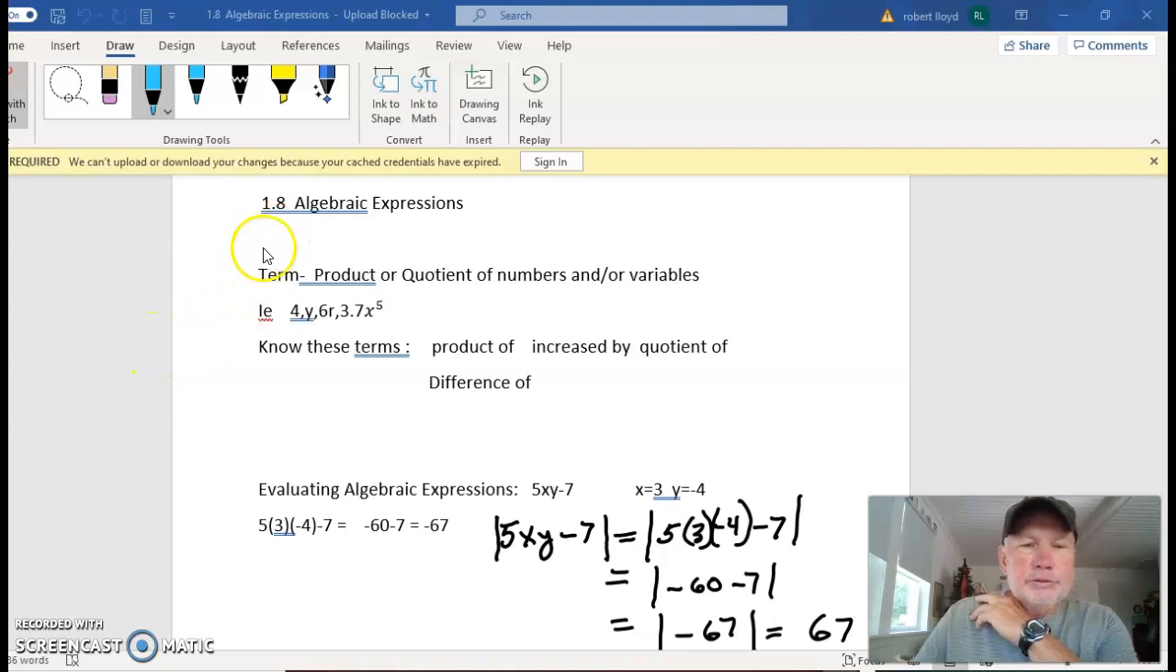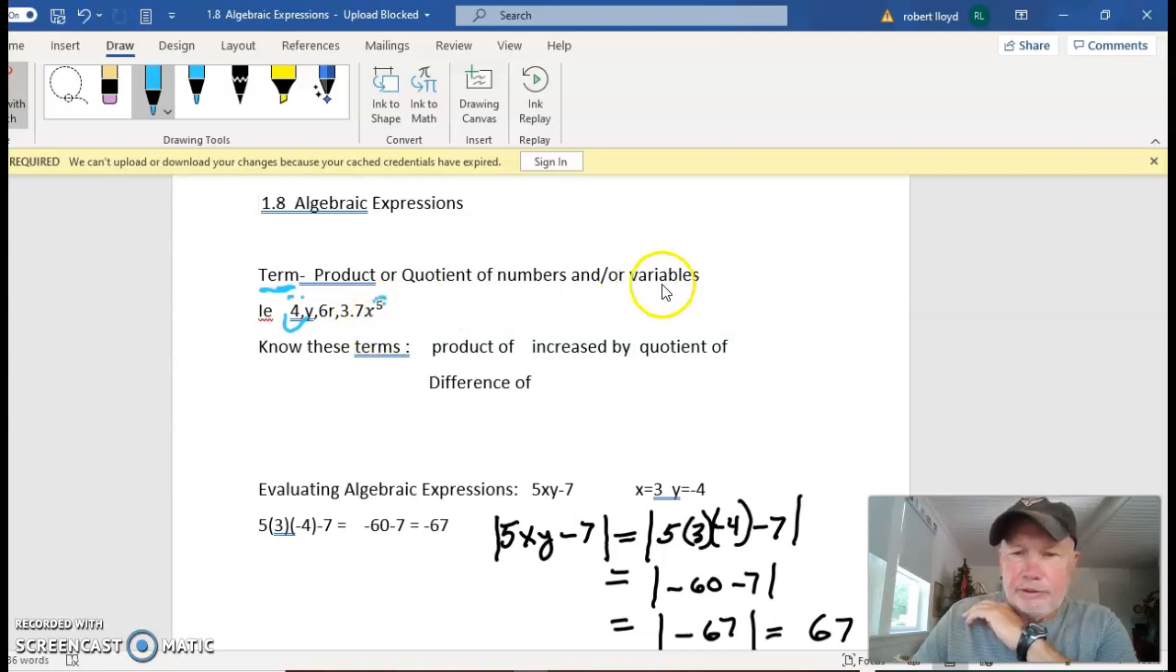Okay, in this session we're going to go over 1.8 algebraic expressions. So a term is the product or quotient. Remember, quotient is the result of division of numbers and or variables. So you can have just a single number 4, just a single variable like y, or a combination of number and variable like 6r. Also can have decimals in it and exponents. So 3.7x to the 5th is a term.